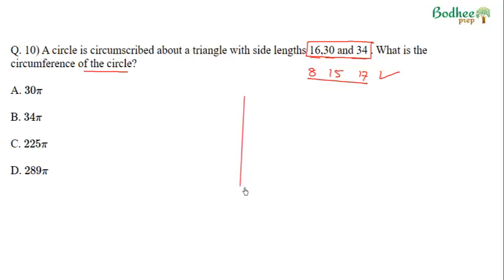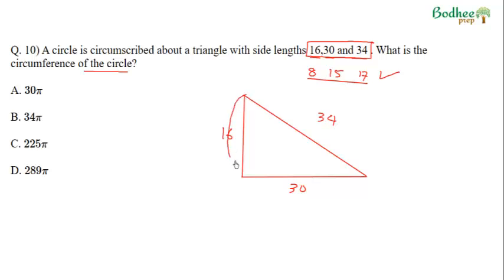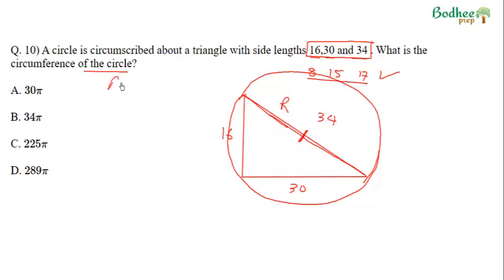So the triangle so formed is something like this, wherein this length is 16, this length is 30 and this length is 34. If I draw a circle like this, which is circumscribing this triangle, then we can say that this will be the diameter. So half of it will be the radius. So the radius r would be equal to half of 34, which is equal to 17. And we need to find the circumference. Obviously circumference is 2 pi r. So clearly the answer would be 2 into pi into 17, or 34 pi. So option B becomes the right answer.